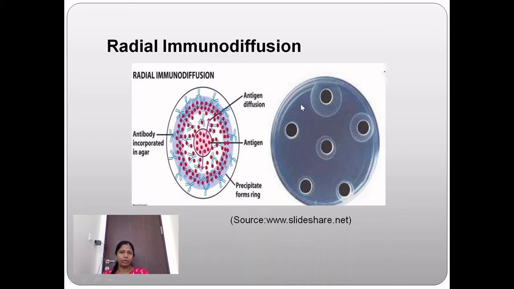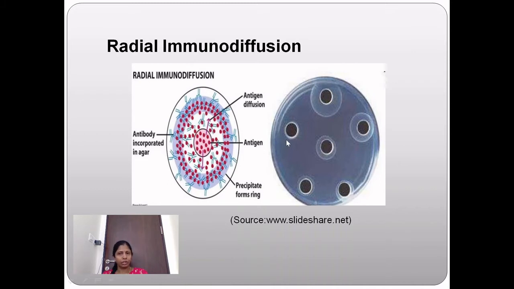Wells of equal size are cut into the gel. In the central well, an unknown sample has been loaded, and in all these wells at the periphery of the petri dish, known quantities of antigen have been loaded. These serve as the standards. So, the antigen concentration is in increasing order in this direction.